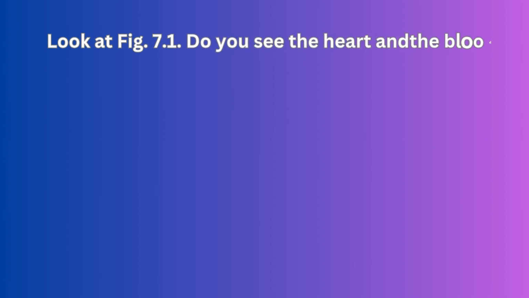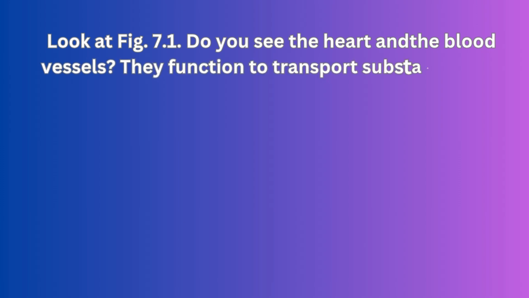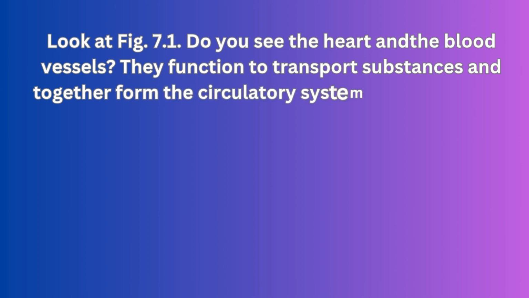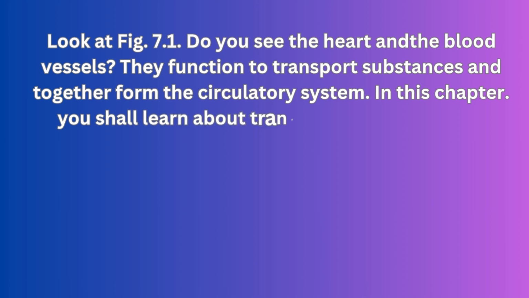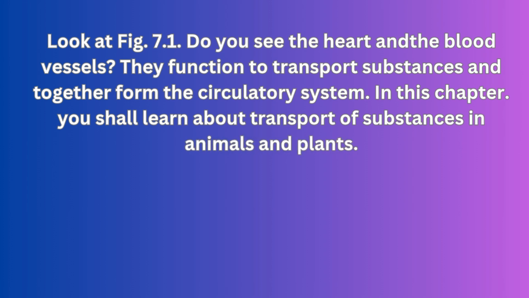Look at figure 7.1. Do you see the heart and the blood vessels? They function to transport substances and together form the circulatory system. In this chapter, you shall learn about transport of substances in animals and plants.